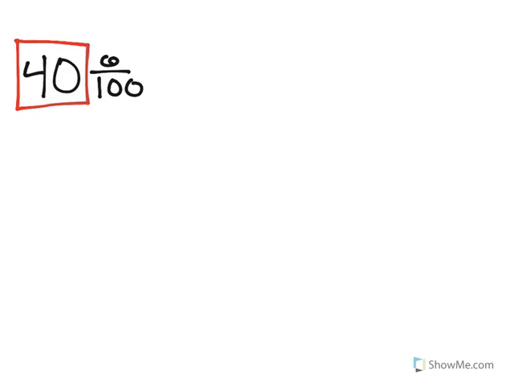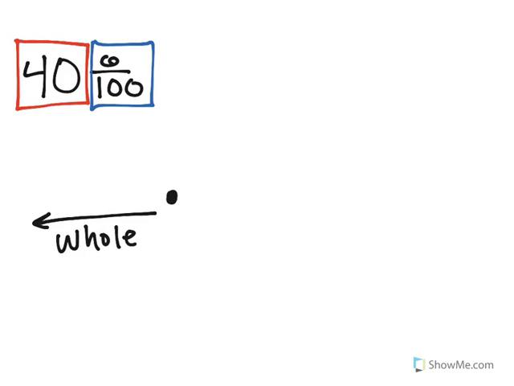Okay, let's try one more. Try this one on your own again. Do 40 and 6 hundredths. So you should pause the video, try it on your own. When you're ready, turn it back on and check your work. Okay, 40 is my whole number. 6 hundredths is my fraction. I know now, anything to the left is a whole number. Anything to the right is that decimal or those numbers that are smaller than one whole.